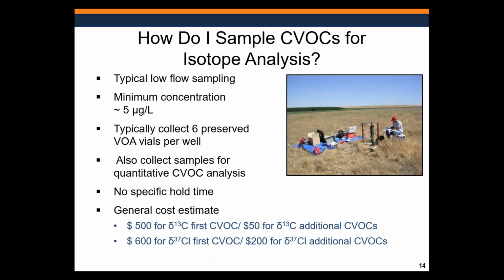Cost, it's on the order of $500 for the first compound for carbon-13. But if you have multiple compounds in a sample, so say you have TCE, cis, vinyl chloride, those second compounds tend to be relatively inexpensive. So you can run all of the different compounds you're interested in, the VOCs, usually from one sample. Chlorine analysis is a little bit more expensive, but again, the data that you can garner from that is often worth the cost.